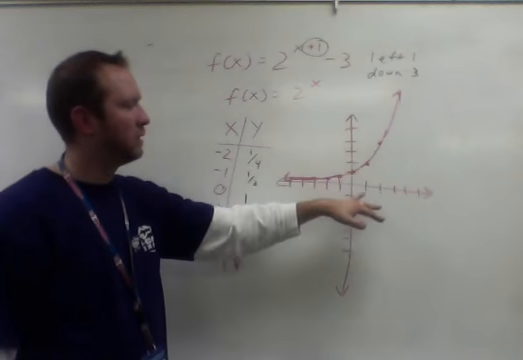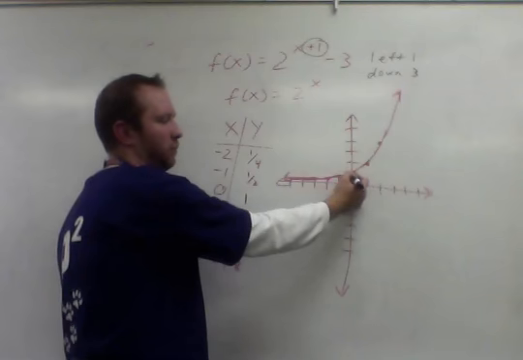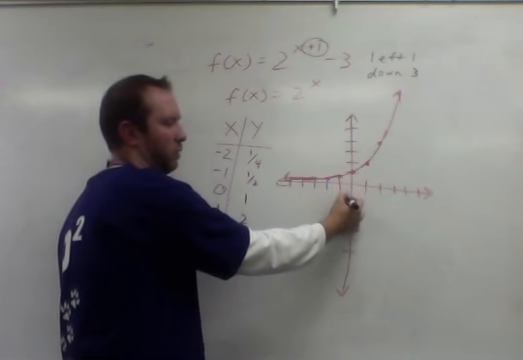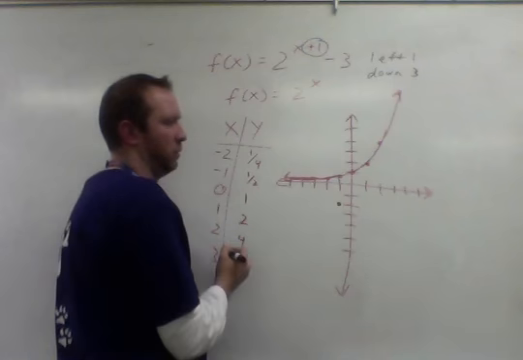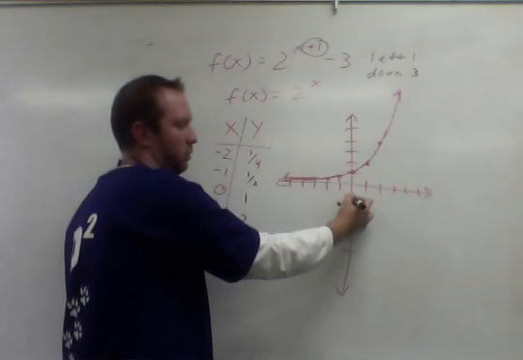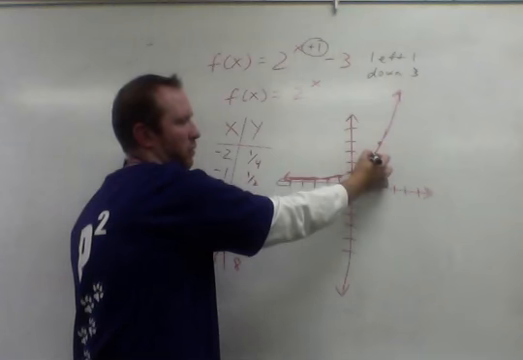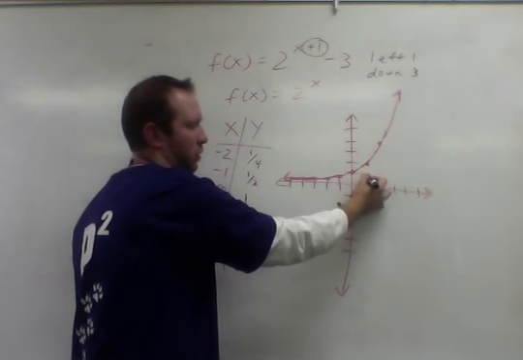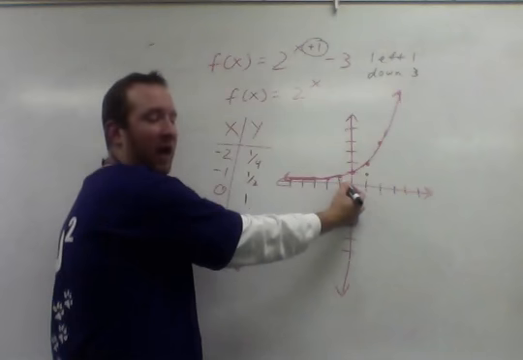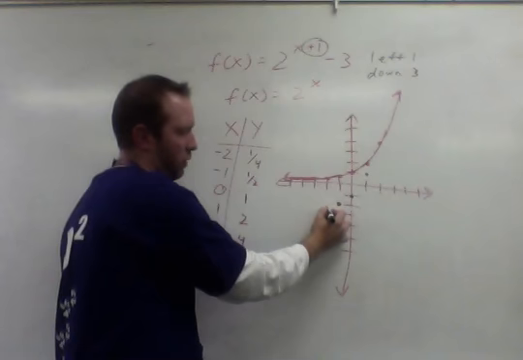Okay, so what I'm going to do then is manipulate every point. I'm going to go left 1 and down 1, 2, 3. Left 1, down 1, 2, 3. Left 1, down 1, 2, 3. I can do this with the half. Left 1, down 1, 2, 3.